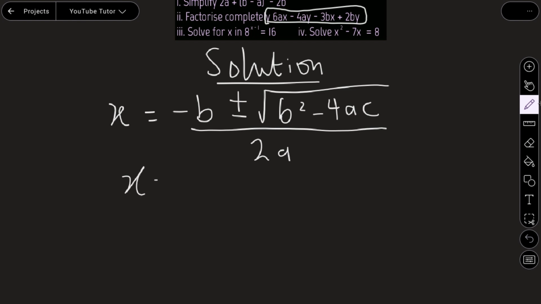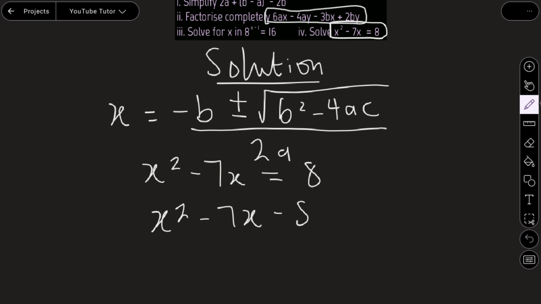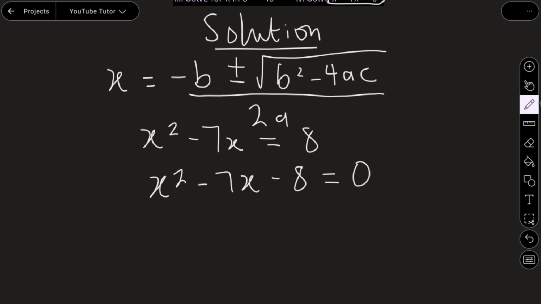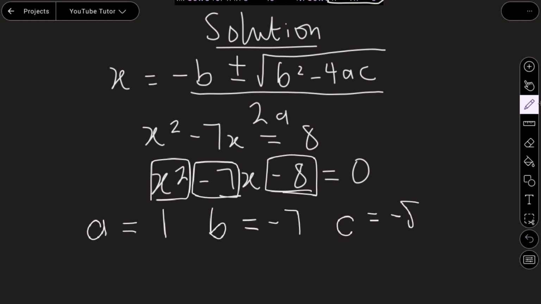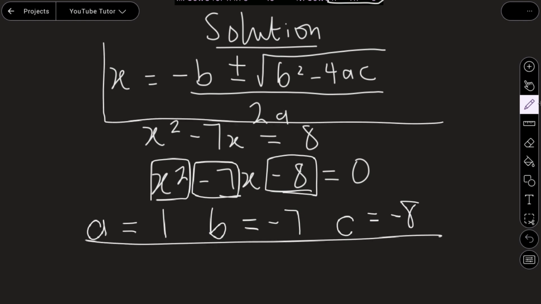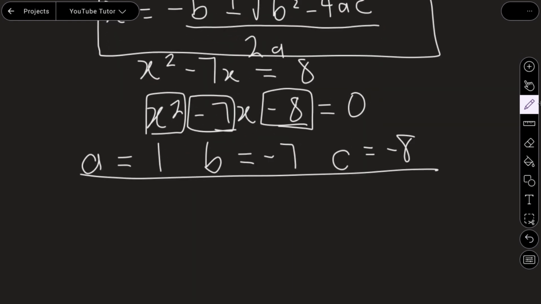So for this expression, I can rewrite it as x squared minus 7x is equal to 8. And we will bring the 8 to this side and it becomes negative. We can clearly state that a in this expression is 1 because x squared has a coefficient of 1. b is negative 7, so x has a coefficient of negative 7, and c, which is the constant, is negative 8. So we just go ahead and substitute these values into our almighty formula and we'll get our answer. So without much ado, let's start substituting.